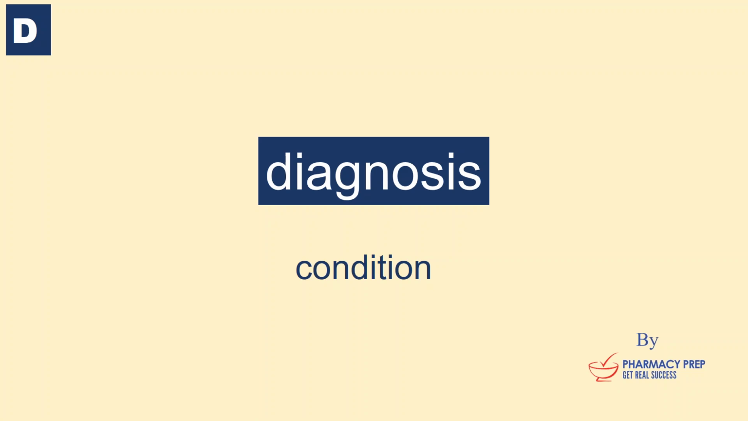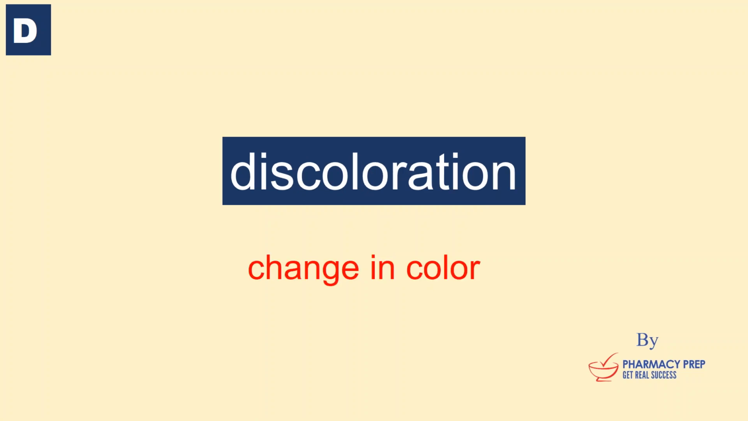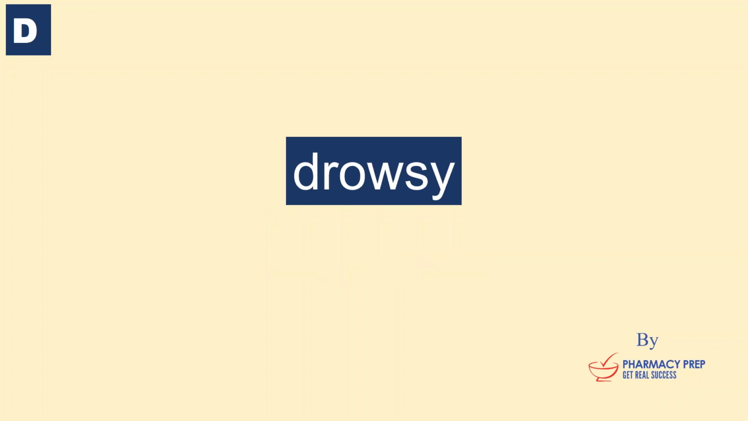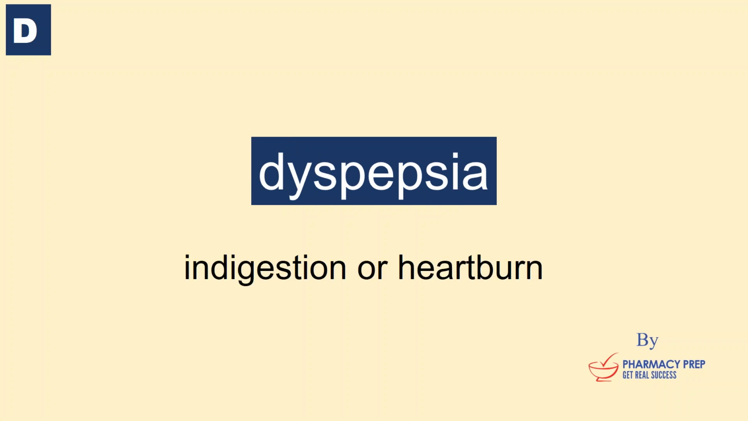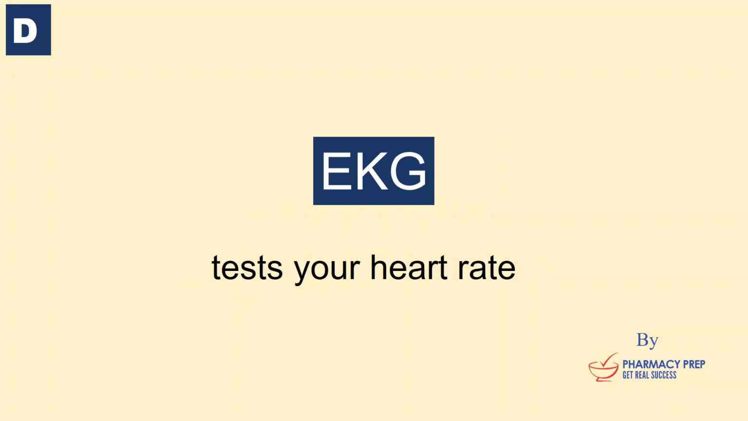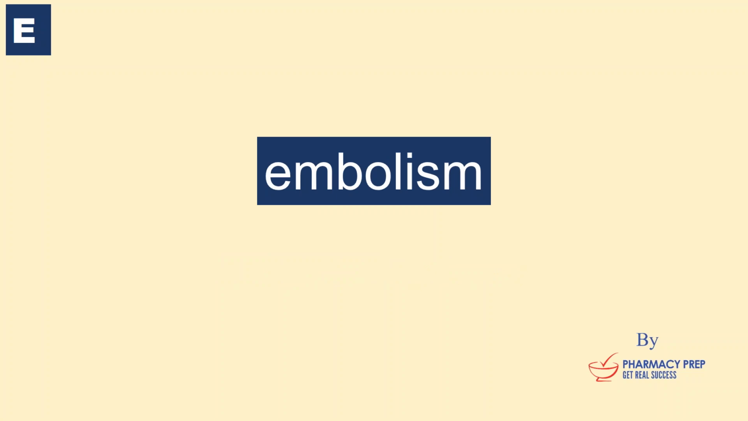Diagnosis, condition. Discoloration, change in the color. Drowsy, sleepy. Dyspepsia, indigestion or also upper GI problems, upper digestive tract problems or heartburn. EKG, test for heart rate. Embolism, blood clot. Generally, it is a moving blood clot.